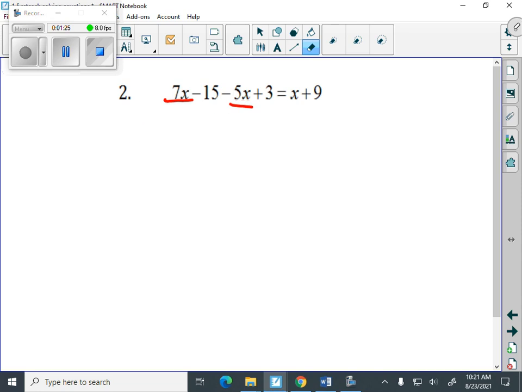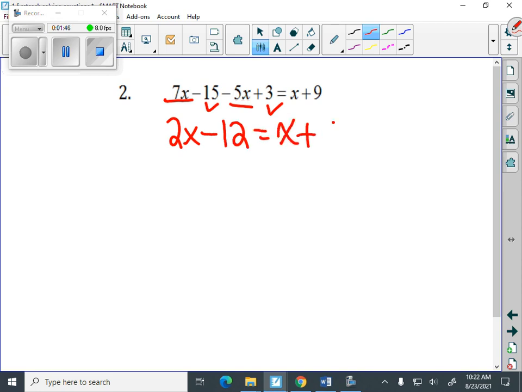Not only do we have like terms of the x's, but we also have like terms with negative 15 plus 3. Now, if negatives give you trouble, remember, type them into Desmos. Negative 15 plus 3 is negative 12. And over here on the right side, we still have x plus 9.